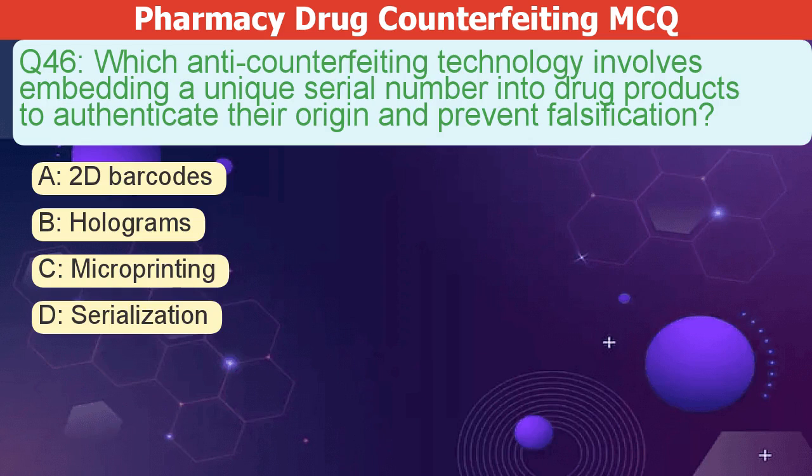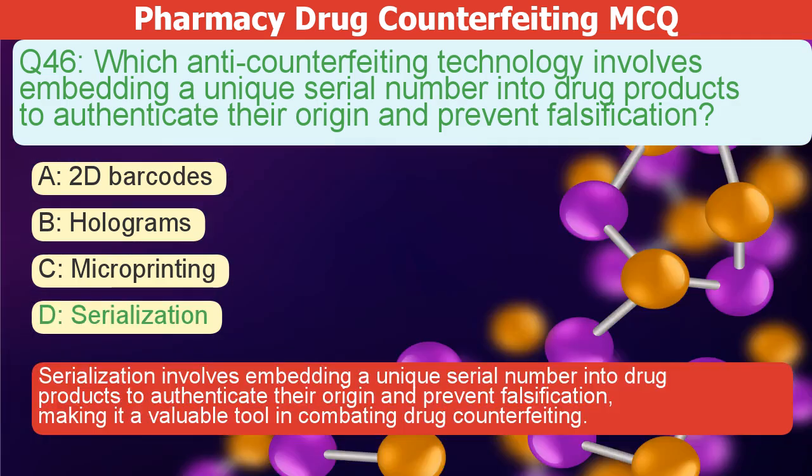Which anti-counterfeiting technology uses a unique serial number to track drug products, proving where they came from and stopping fakes? A. 2D barcodes. B. Holograms. C. Microprinting. D. Serialization. The correct answer is D. Serialization embeds a unique serial number into drug products to authenticate their origin and prevent falsification. This makes it a valuable tool in combating drug counterfeiting.